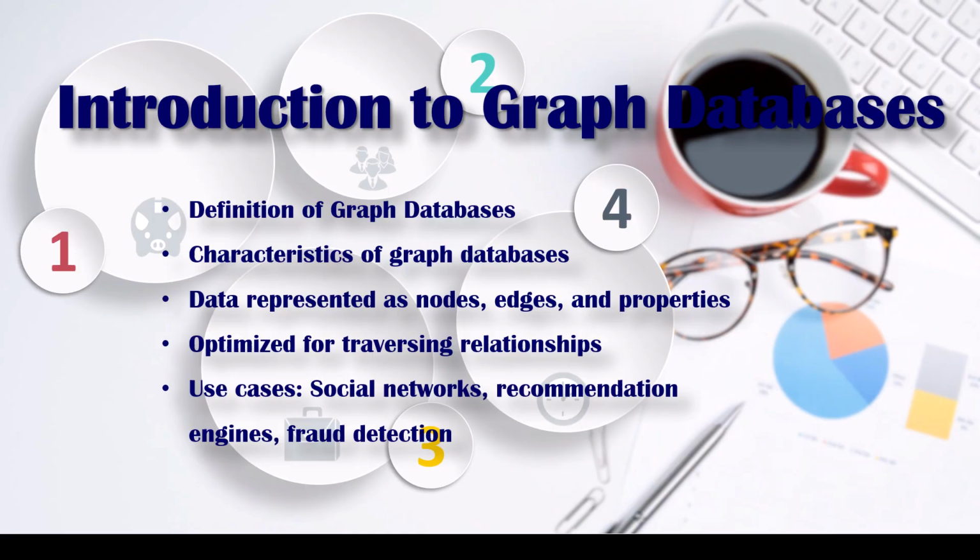Let's enjoy. Definition of graph databases, characteristics of graph databases: data represented as nodes, edges, and properties; optimized for traversing relationships. Use cases: social networks, recommendation engines, fraud detection.